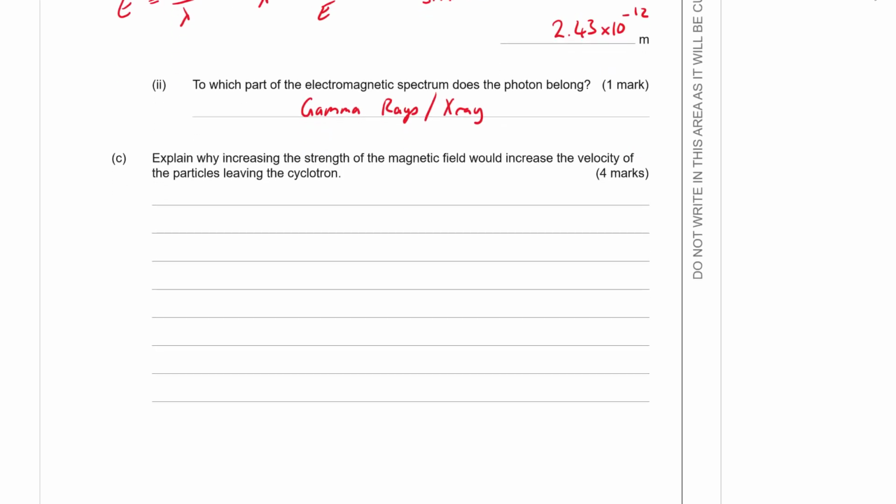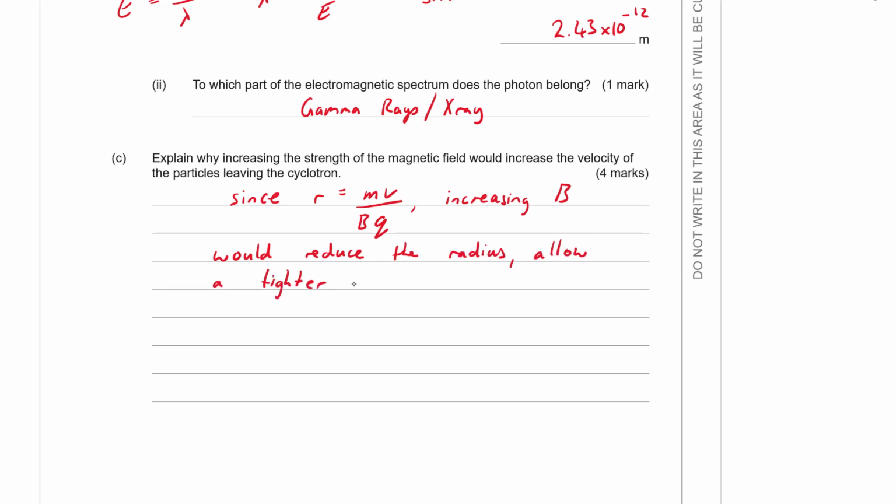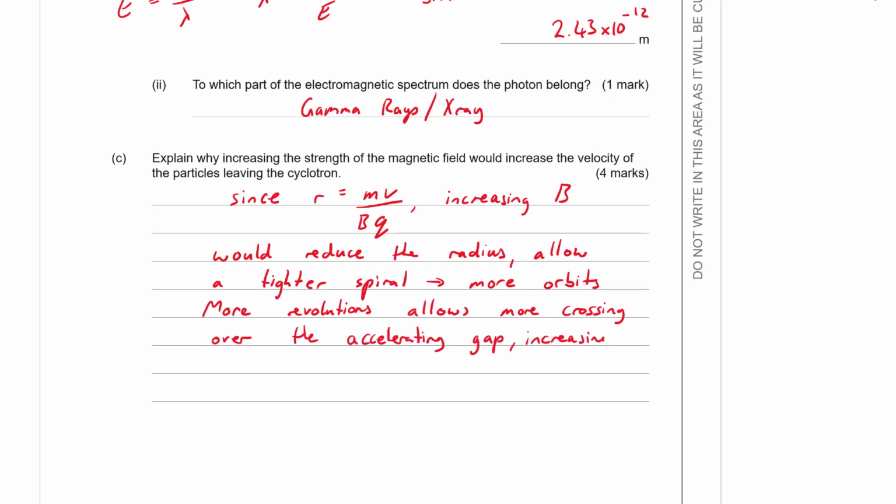And the next question asks how increasing the strength of the magnetic field would increase the velocity of the particles leaving the cyclotron. So I'd start with the equation r equals mv on BQ, and mention that if you increase the magnetic field, that will reduce the radius. So essentially that will tighten up that spiral, which means that the particles would do more orbits before they exit. And if they do more orbits before they exit, then they'll cross the accelerating gap more times, which increases the overall acceleration of that particle. And by increasing the overall acceleration of that particle, you will provide a greater final velocity.